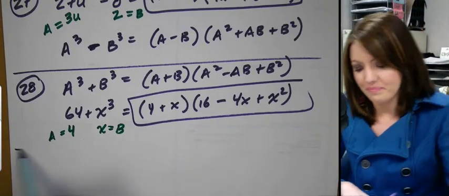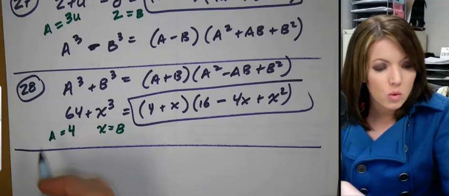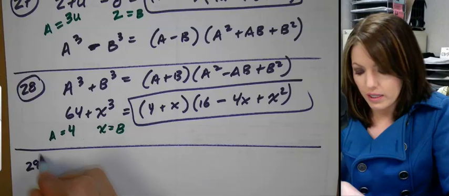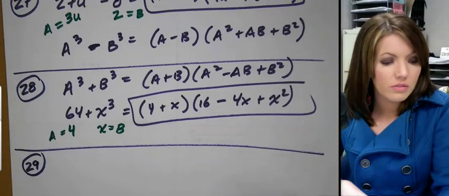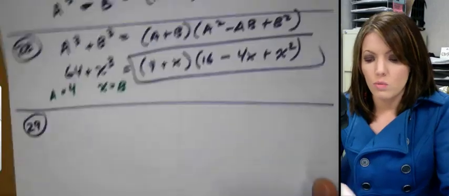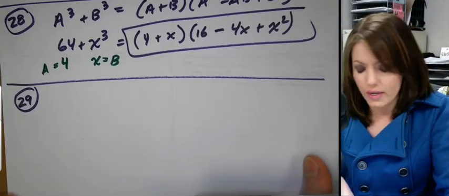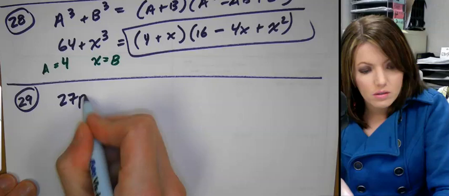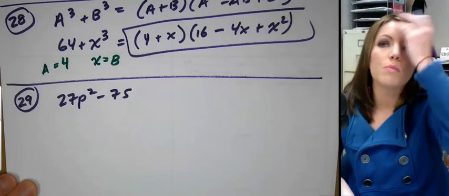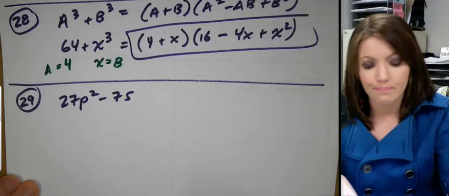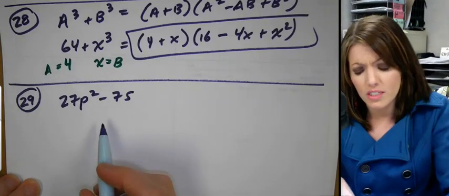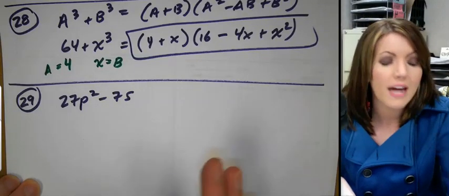Okay, moving along. Which of the following, I'm sure you all can still see here, is equivalent to 27p squared minus 75? So we are in a super factoring place in this portion of the test. Which is equivalent to this? All that means is we want to factor this completely.